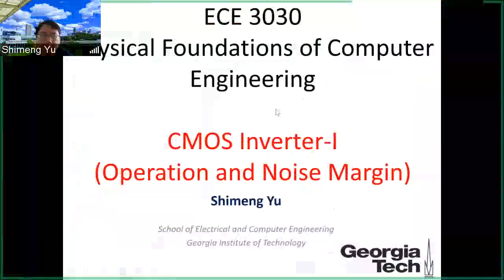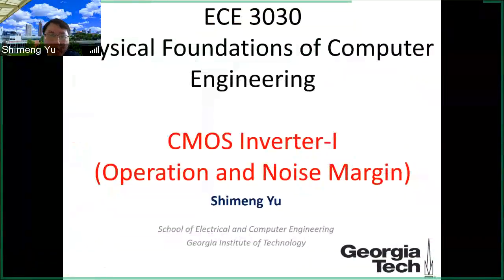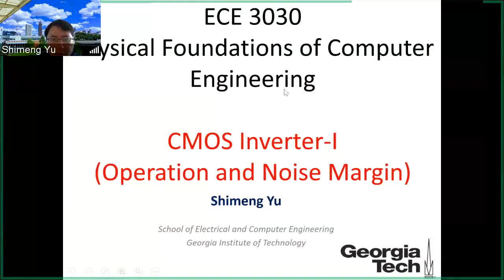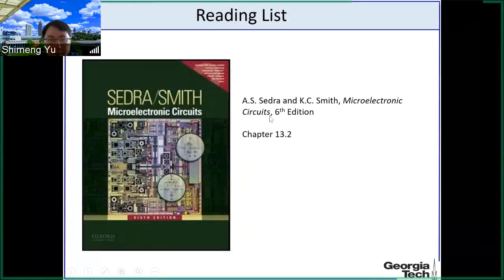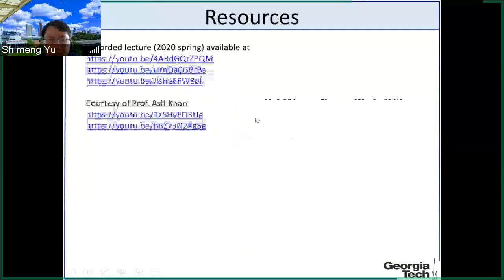Alright, this is lecture 12, and from now on we are going to move into circuit design. The simplest circuit we can design is this CMOS inverter. This is a reference chapter from the Sedra/Smith textbook, and the recorded materials from last spring and Professor Asif Khan.